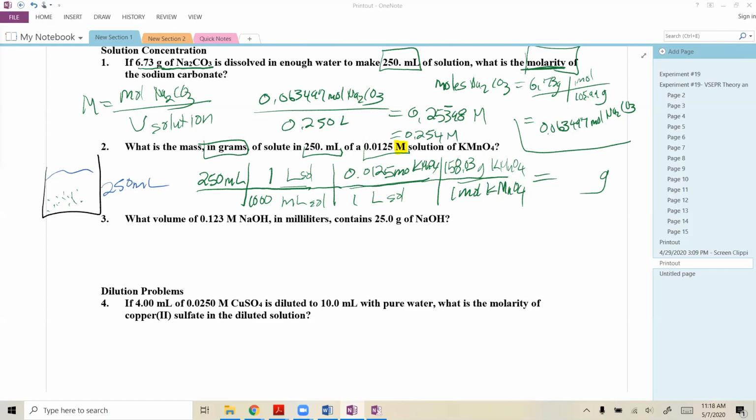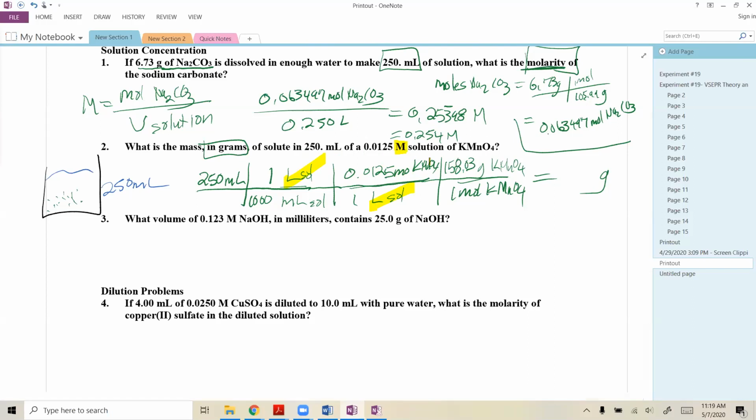So we started off with our volume over here, right? This is the volume of our solution. We changed that over to liters, and then used that to find the moles of our KMnO4. We took the volume of our solution and multiplied it by this concentration, because when we do that, our liters cancel and we're left with the moles of our KMnO4.